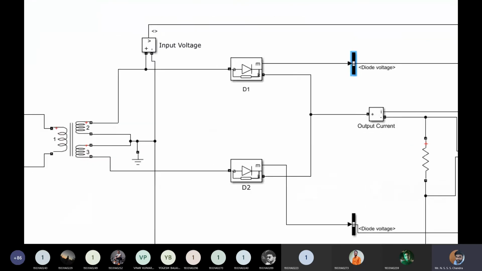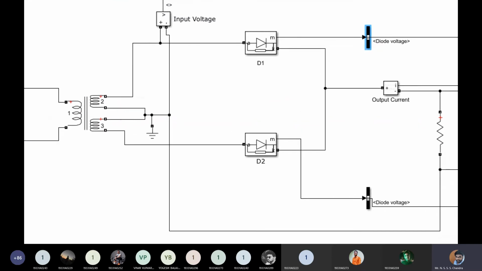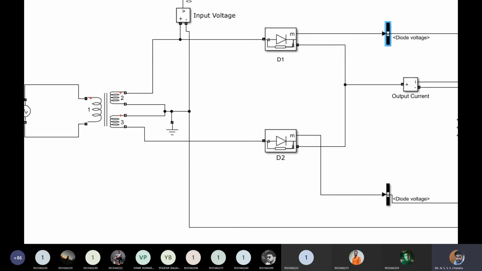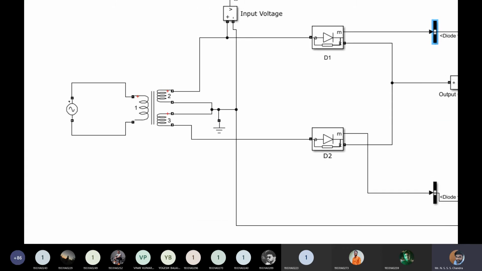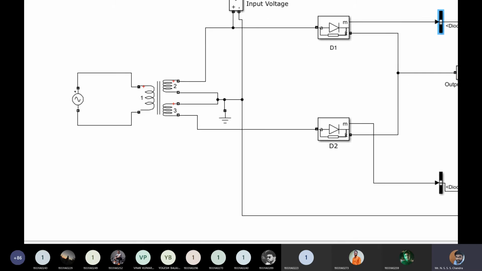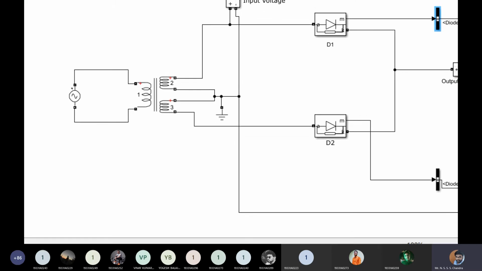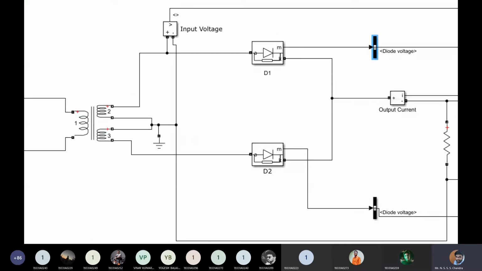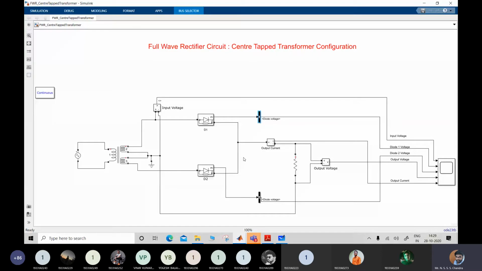Similarly, diode D2 I connect to the negative terminal of the third winding of the transformer. I'm not connecting to the positive terminal of the third winding, I'm connecting to the negative terminal. Can you see how I'm connecting the diode D2? Yes, sir. And I'm connecting both the cathodes of diode D1 and D2. This is where I'm joining the cathodes.